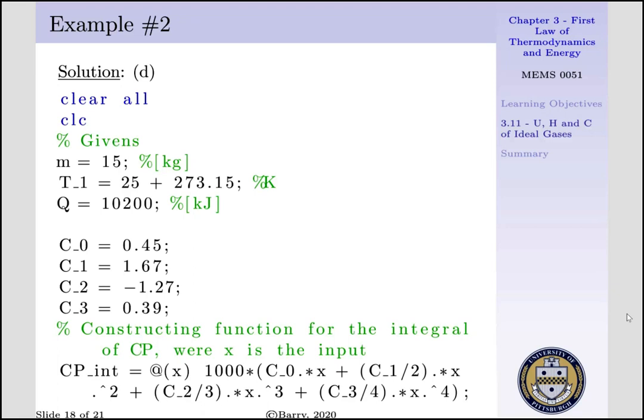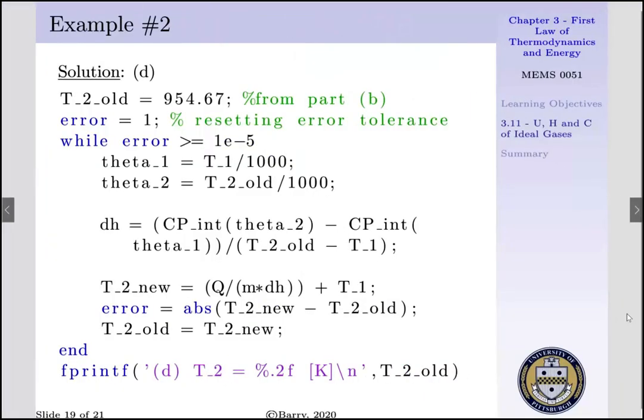Therefore, CP int is equal to 1000 times C0 times x plus C1 per 2 times x squared plus C2 per 3 times x cubed plus C3 per 4 times x to the 4th. And we'll repeat the same methodology.